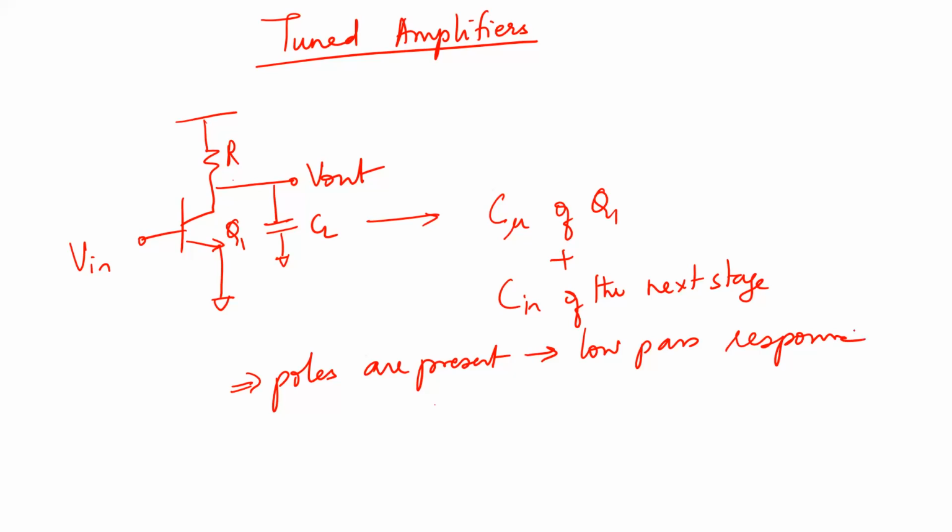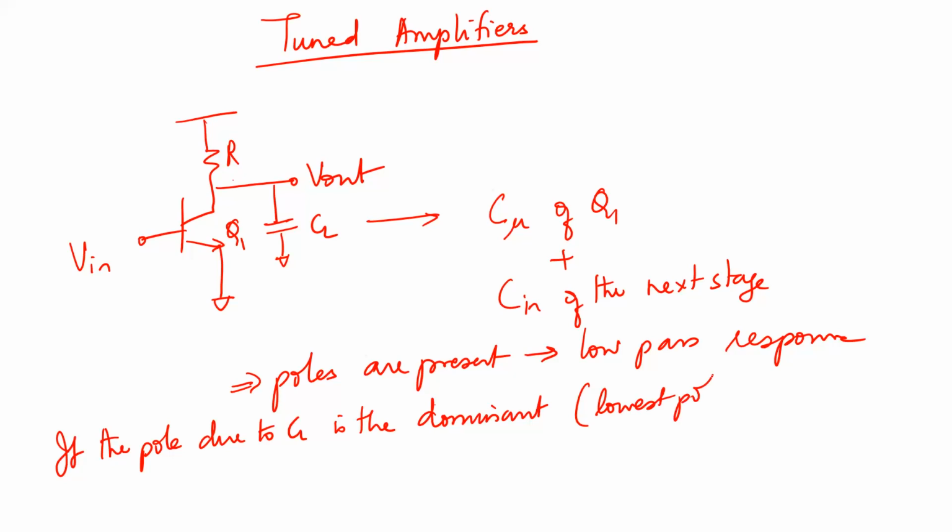If the pole due to CL is the dominant pole, what do we mean by the dominant pole? Basically, that is the lowest pole, because that is going to dominate the response of your entire circuit, right? Then what happens is the bandwidth is pretty much equal to the dominant pole. Let me call it omega PD. This is your 3 dB bandwidth.